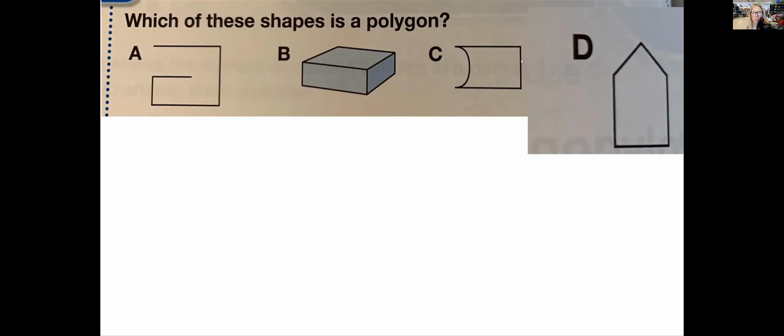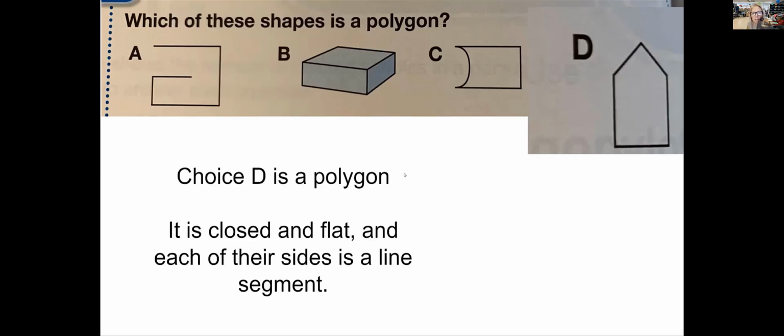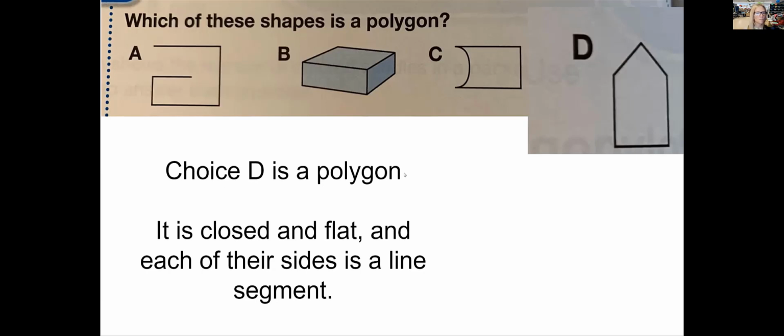If you look at this one, it starts off fine, but then it has a circular part to its shape, which would not be a polygon. This is just lines making it look like a maze, but it's not closed. And this is three-dimensional, so this doesn't work either. So it's definitely letter D, because it's closed and flat, and each of its sides is a line segment. It has those endpoints, those vertices.